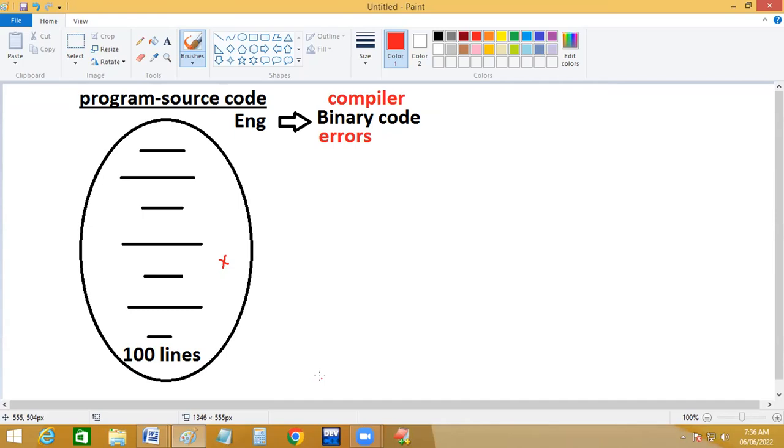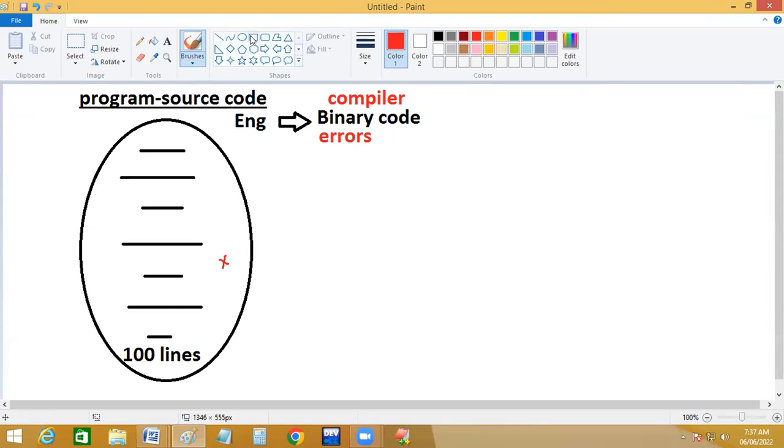Okay, and that's why when the program is big, we are having different problems. One is finding errors is very difficult. Second, it takes more memory. Third, performance is low. And not only that one, another major problem is what?